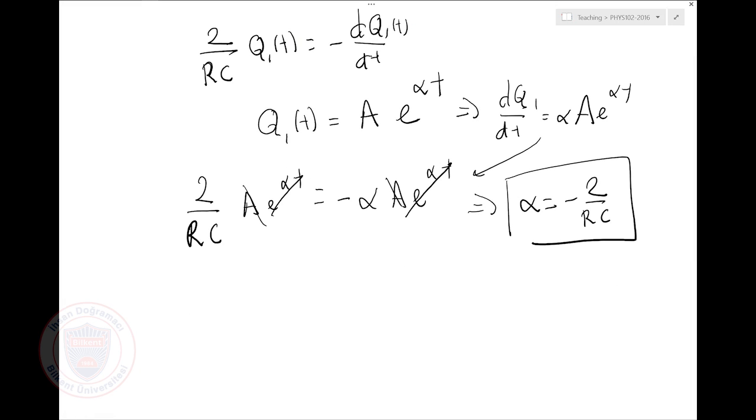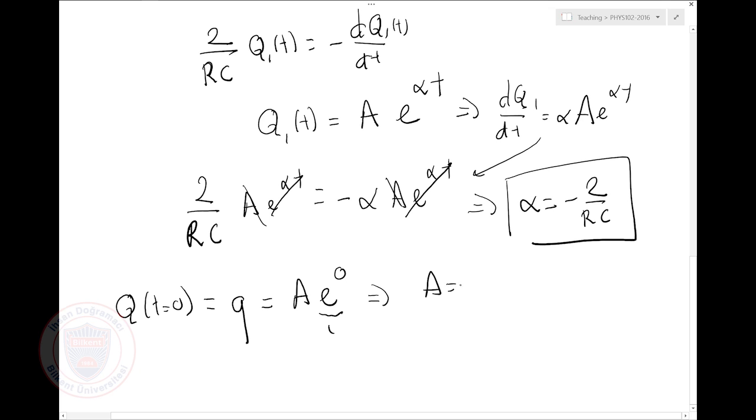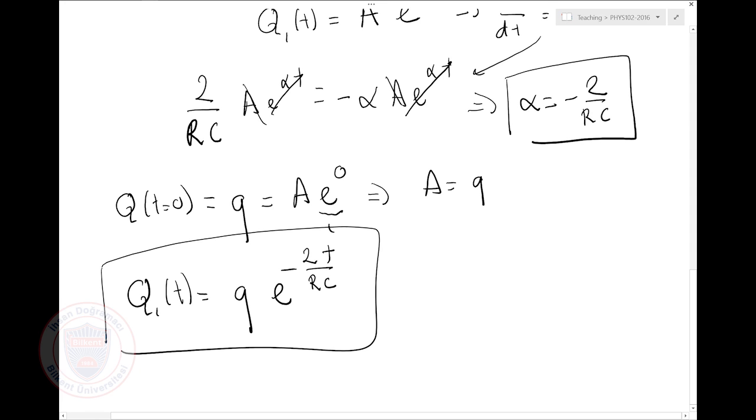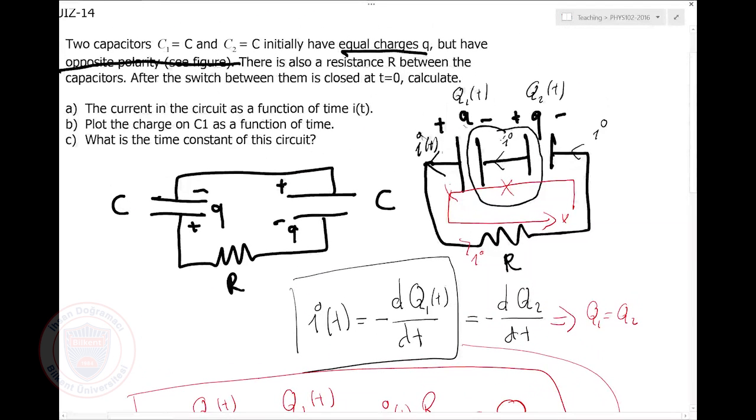How do I find A? Q1 at t equals 0 is small q. That's where I start from, which is A e to the 0, which is 1. So A is q. In other words, I found the charge on the first capacitor as q e to the minus 2t over RC. I think that was actually part B. So we've actually done part B.